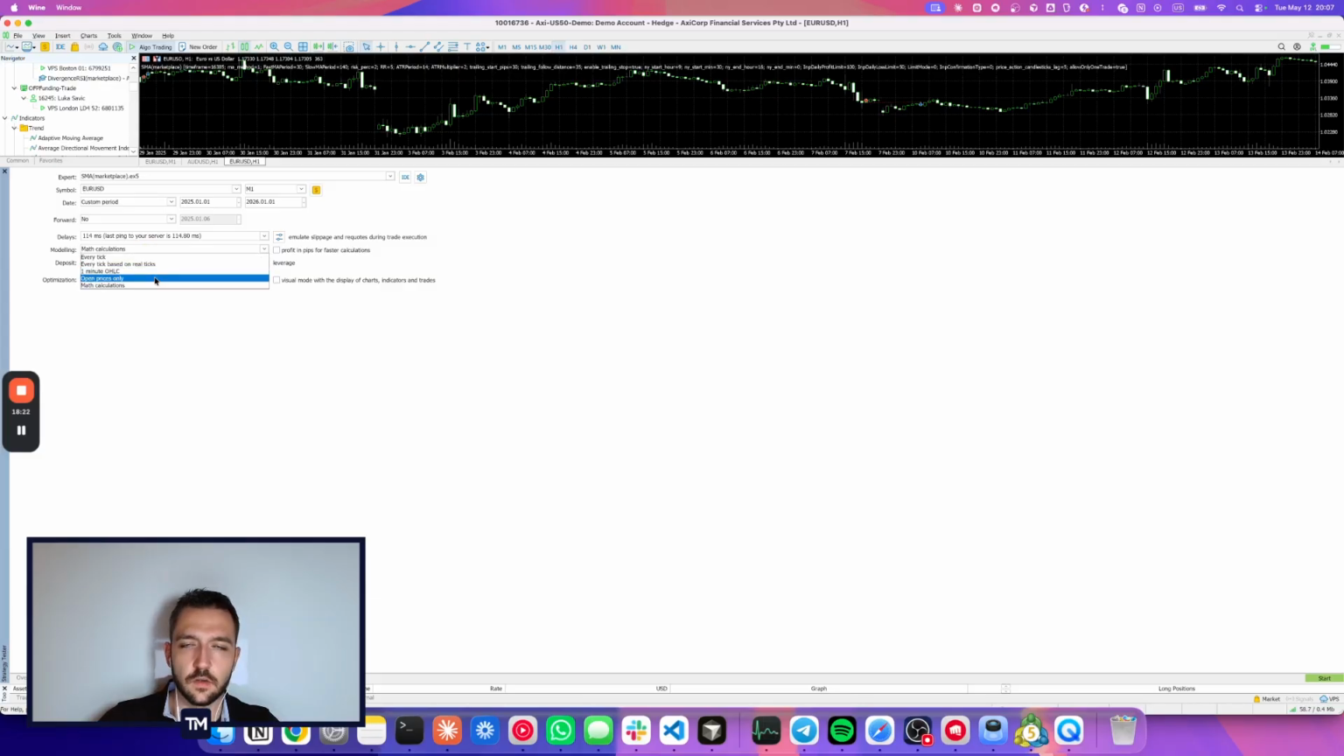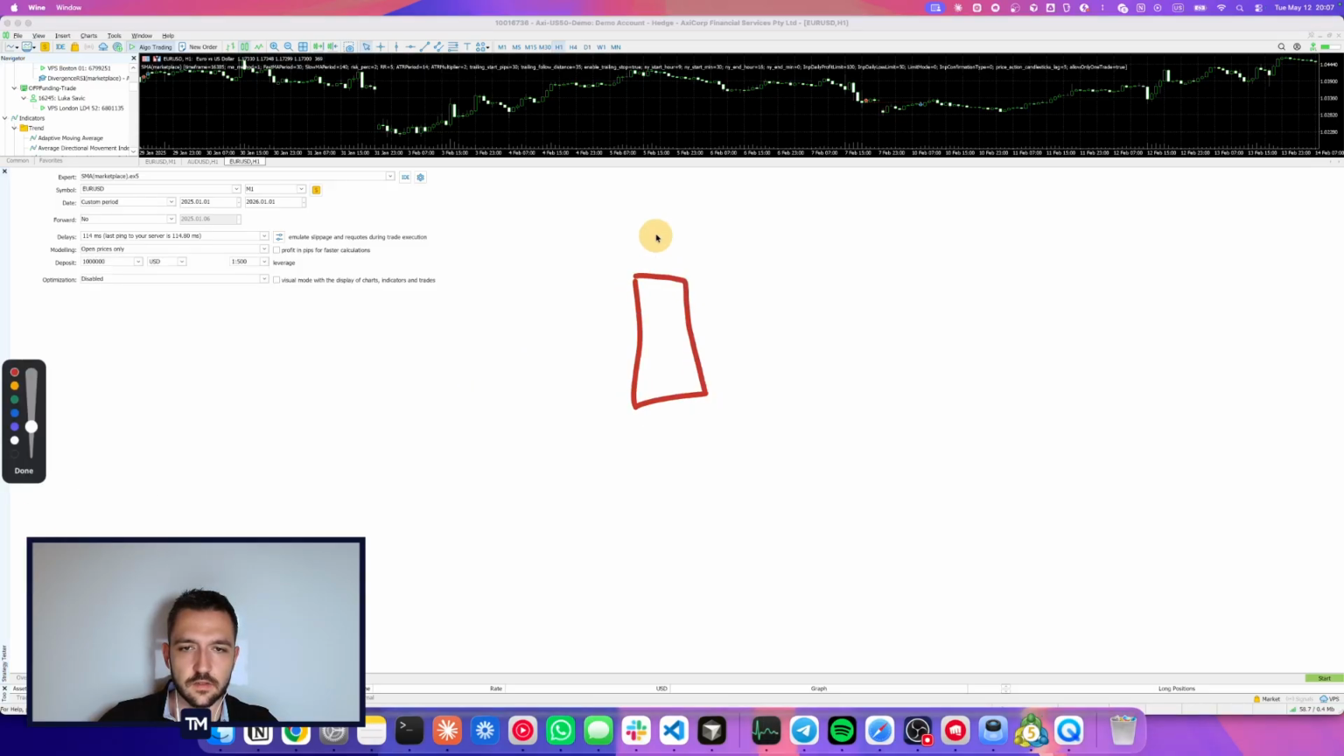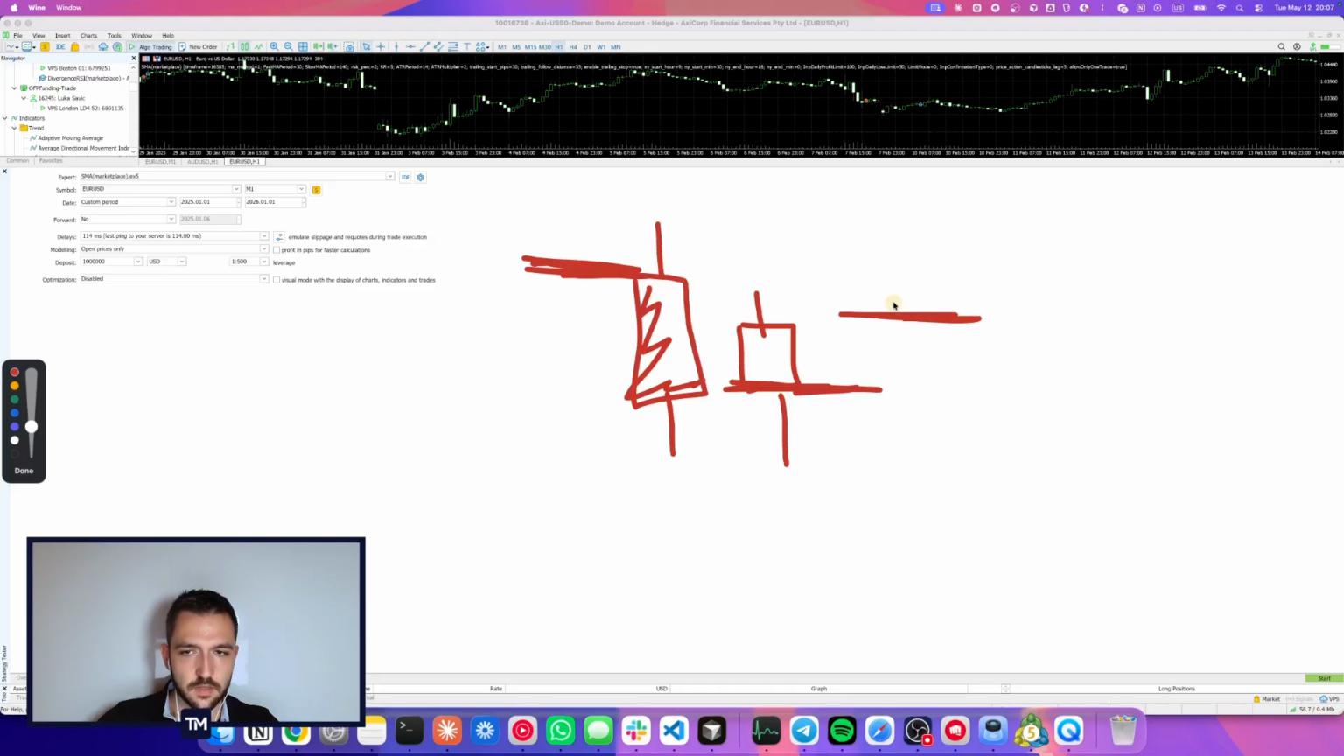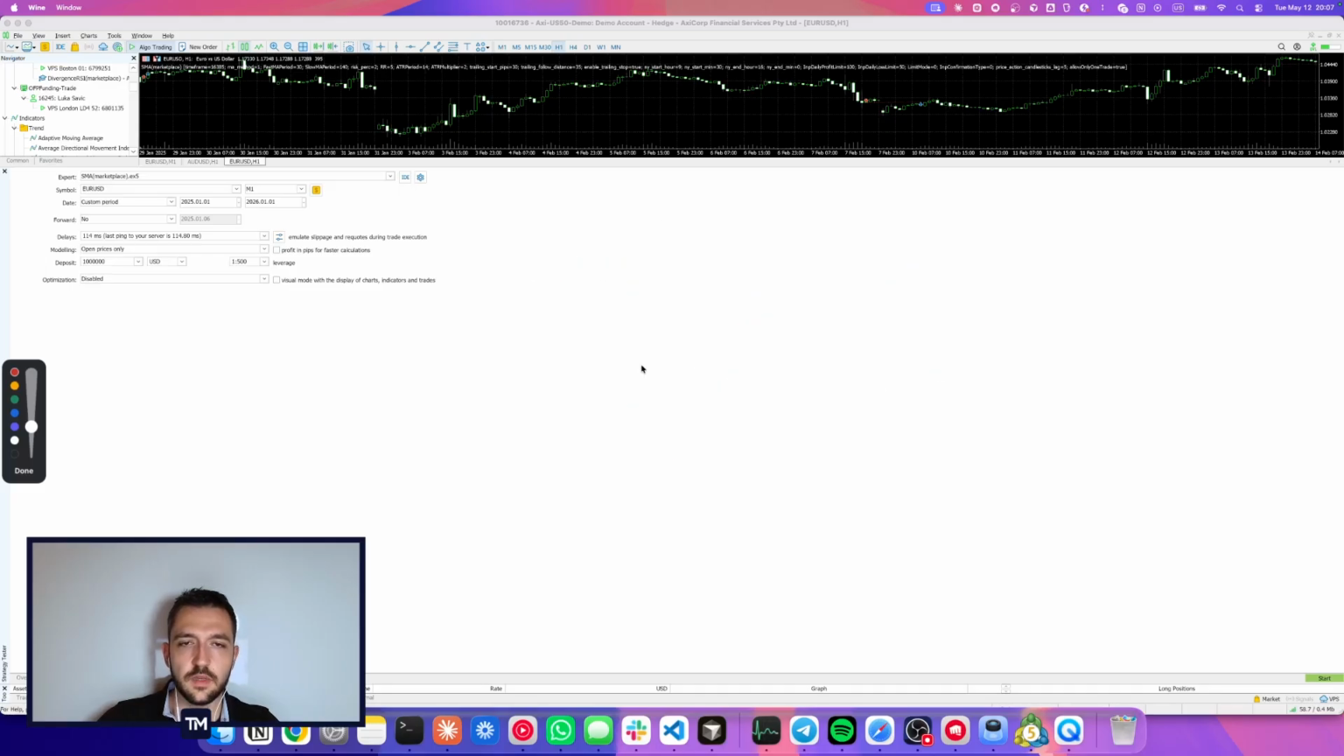The open prices only means that you're going to be getting the open prices of candles. So let's say these are the candles, okay? This is a red candle and this is the green one. You're going to get the open price of this one, then the open price of this one, and then the open price of this one, and so on. So this is only good for trading bots which trade only on candle open.